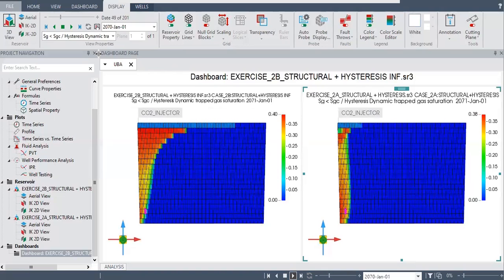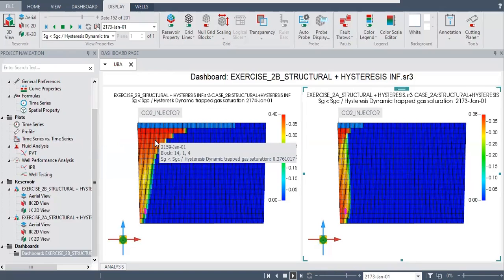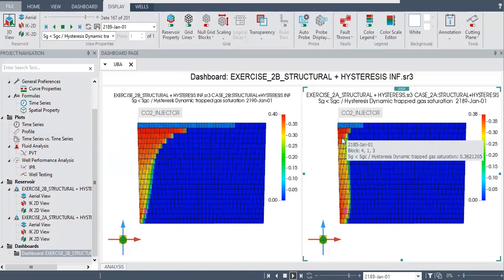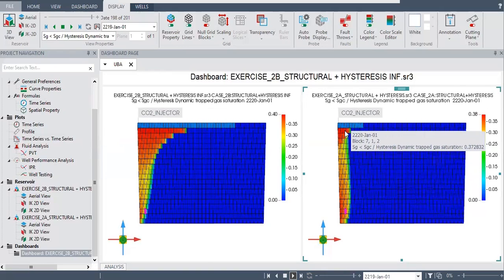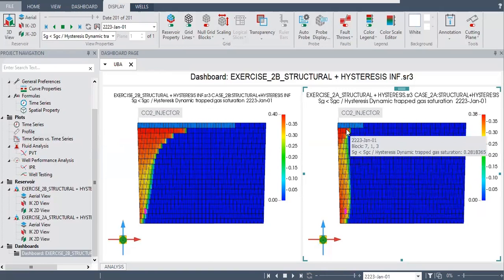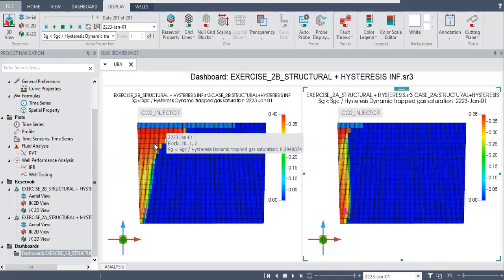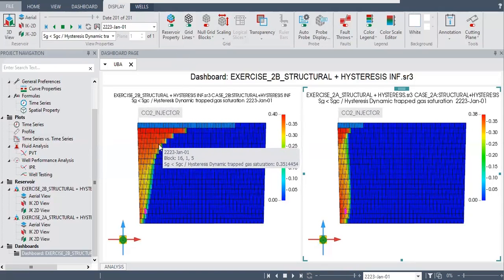All right. Interesting. This is the saturation 0.37, 0.36, more or less the same, but the CO2 only propagates this far on the right, but on the left, CO2 can go farther.